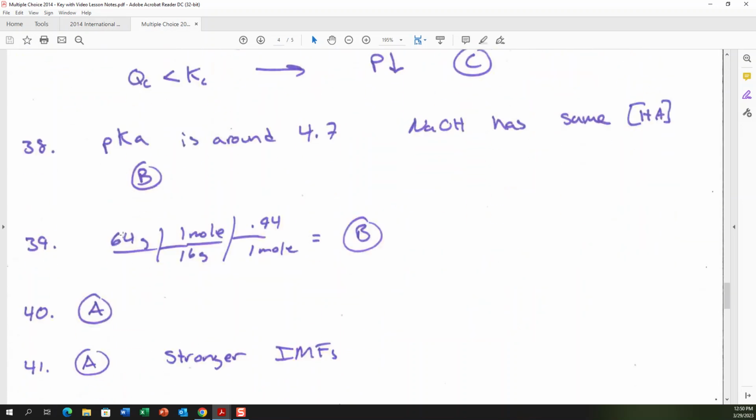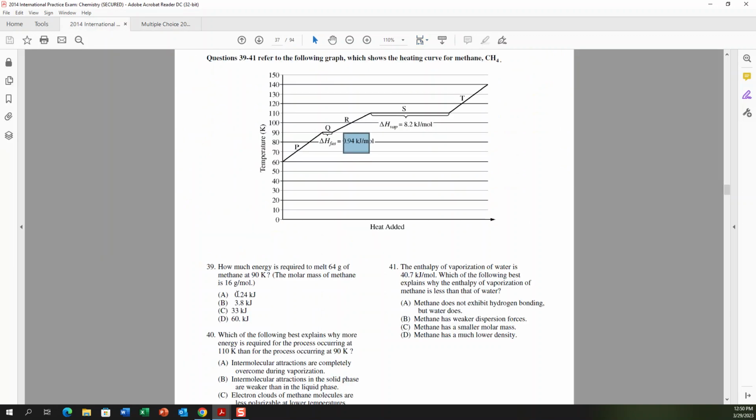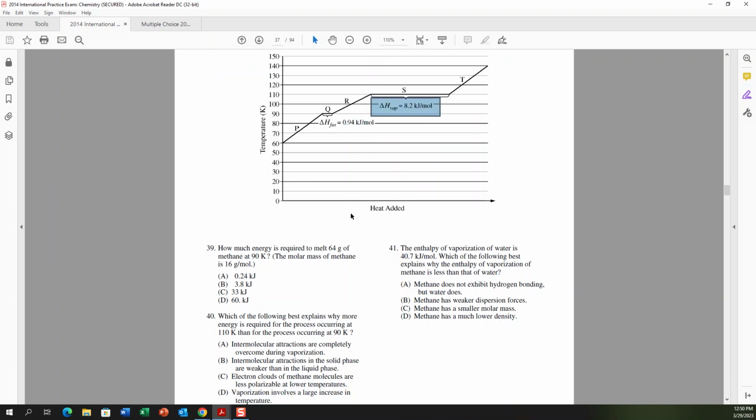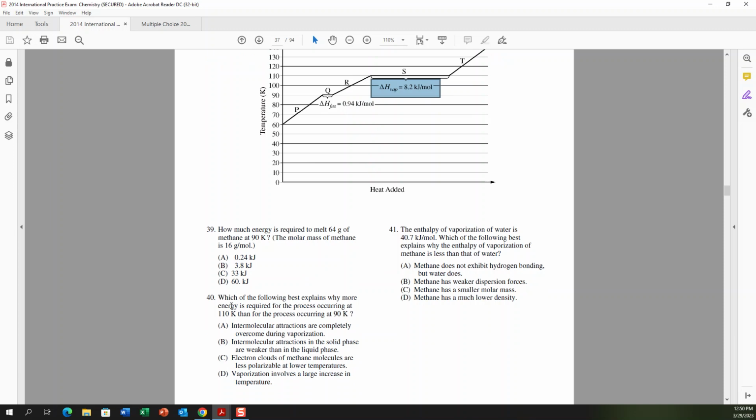All right, there's our calculation: 64 divided by the molar mass of methane times the molar heat of fusion, in this case for methane. So if they had asked for vaporization at 110 degrees Celsius, then we would be using this value here, okay? This is asking which of the following best explains why more energy is required to vaporize than it is to melt. Basically, that's what it's asking.